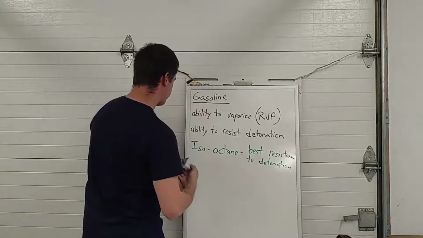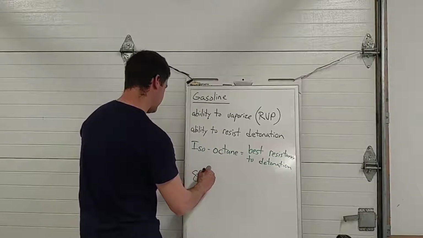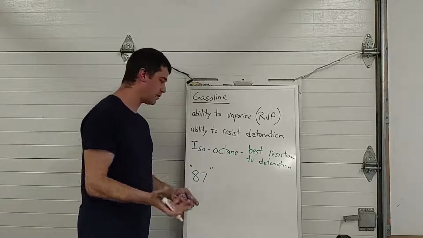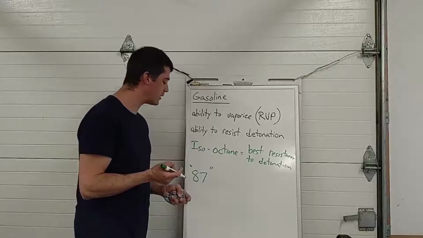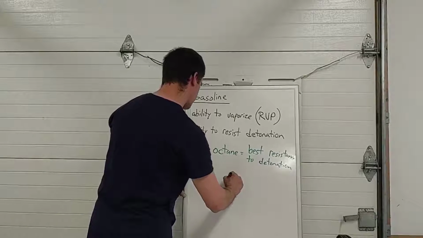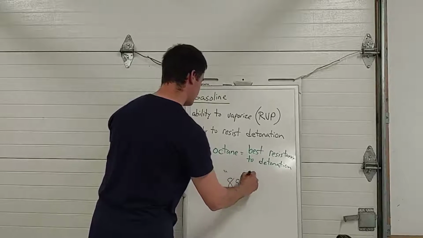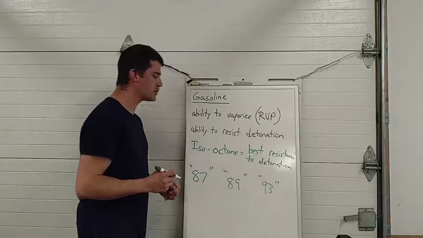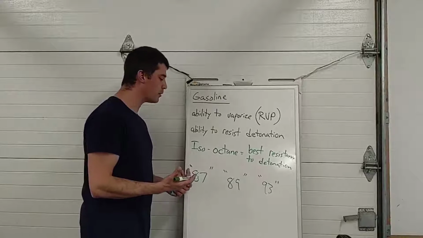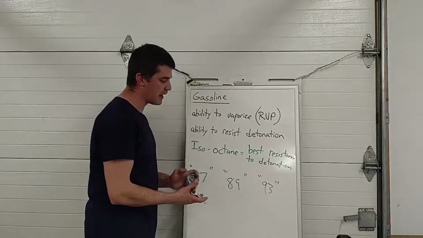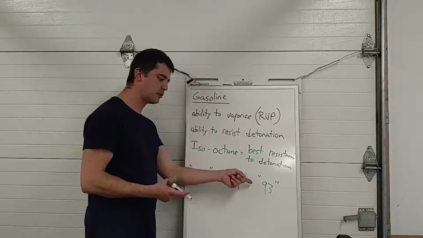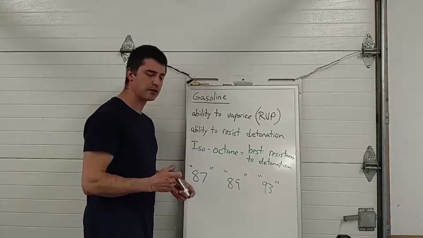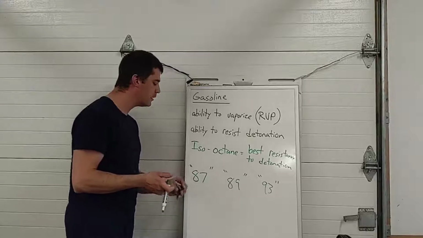Okay, so if you get 87 octane gasoline, basically it's 87% as good as isooctane at resisting detonation. If you get 89, it's even better. If you get 93, it's even better at resisting detonation. Does not necessarily make it a better fuel. Some people say that you'll get better gas mileage out of 93 octane fuel. There's been many tests and studies done on that. There's some theory behind it, but basically it's almost non-existent.